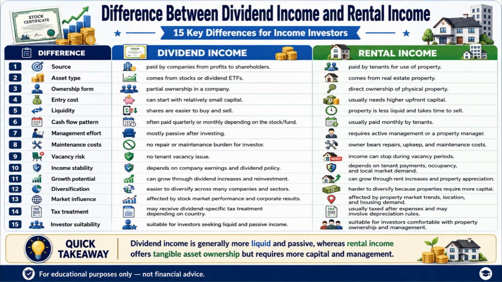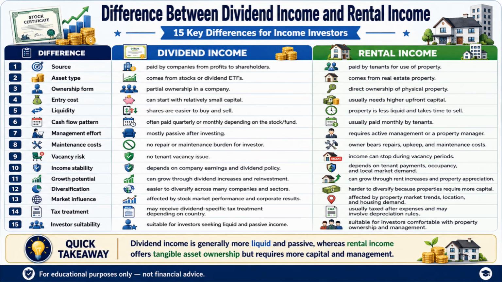Number 6. Dividend cash flow is often paid quarterly, and sometimes monthly depending on the company or fund, whereas rental income is usually collected monthly from tenants. Number 7. Dividend income is mostly passive once the investment is made, whereas rental income often requires active involvement or the hiring of a property manager.